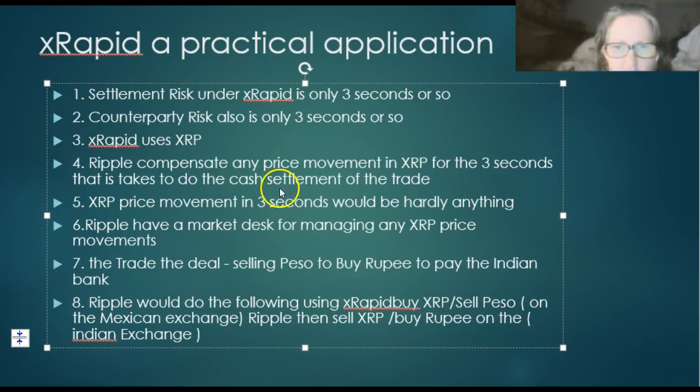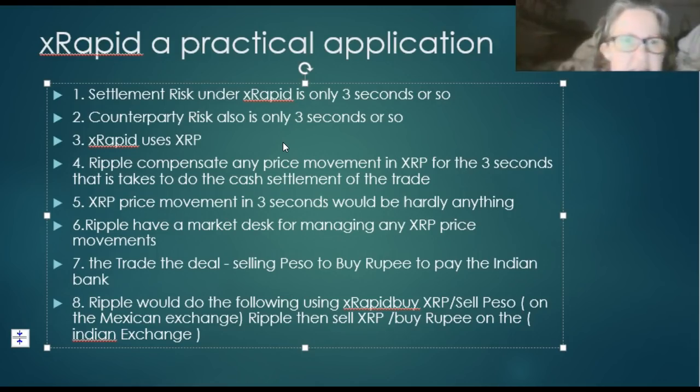So with xRapid, as I said, it's only 3 seconds for cash flow settlement. Ripple also stated very clearly that within that 3 seconds that it takes to cash settle a trade, they will compensate any client for the price movement of XRP. And they've said that very, very clearly.